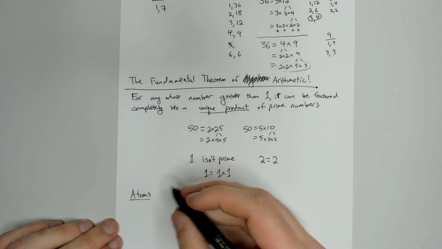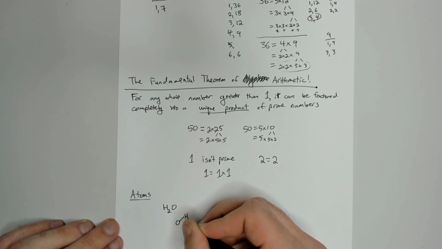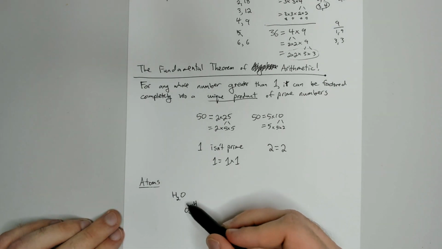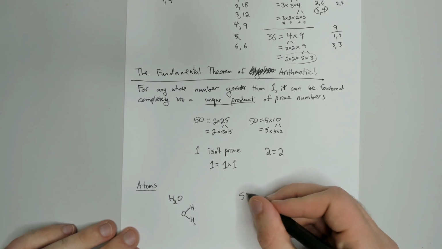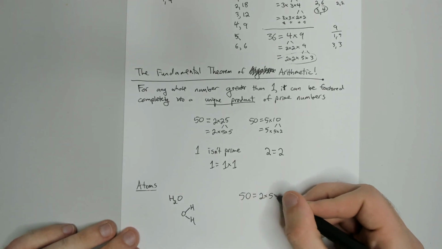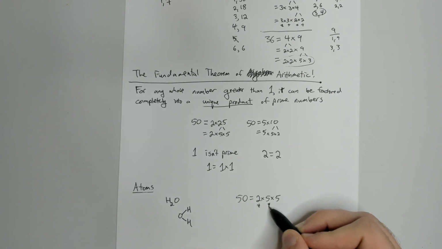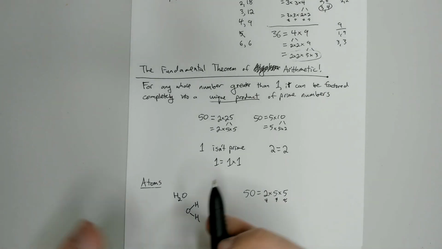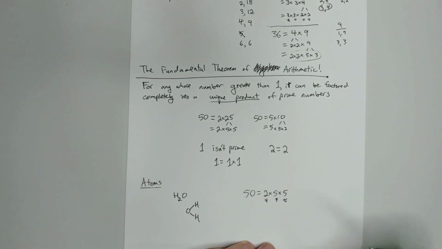So if you have something like water, for example, water is H2O. What that means is you have an oxygen atom connected to 2 hydrogen atoms. And this is 1 molecule of water. So water is made out of this combination of 2 hydrogens and an oxygen. Similarly, if we take something like 50, which is 2 times 5 times 5, then we're saying 50 can be broken down into these small indivisible parts, just like H2O can be broken down into these indivisible atoms, which again, atoms aren't actually indivisible, but you get the analogy. And it's these indivisible numbers, these prime numbers, that make up absolutely everything.